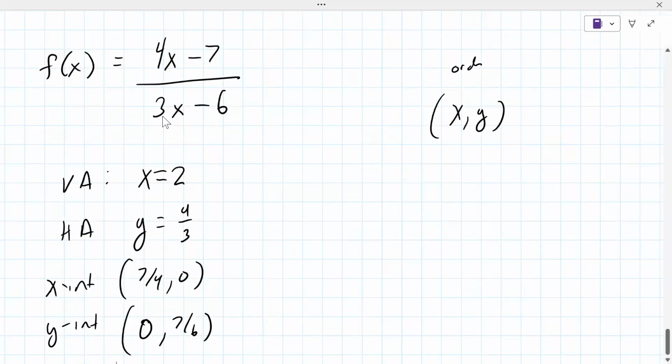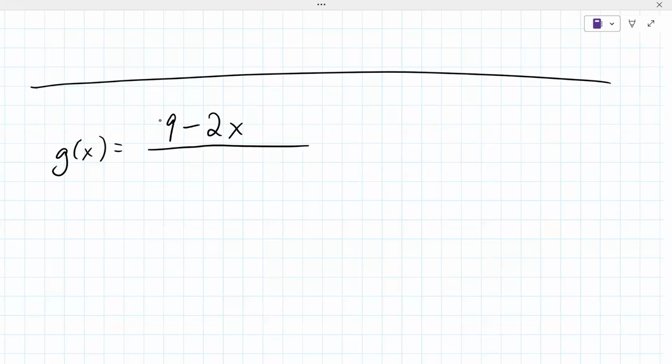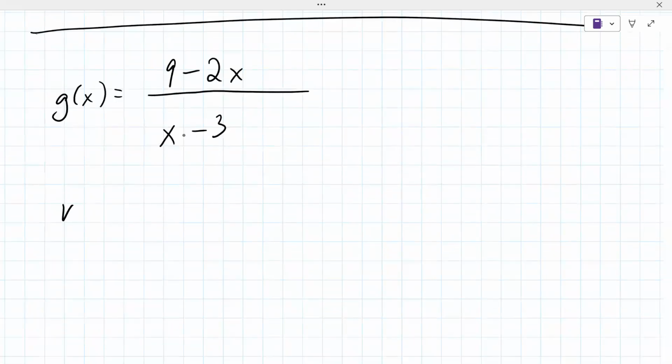All right, let's have you try another one here. You let me know when you've had enough of this. I'll make this one a little bit different. Probably one more. Okay. So again, I would like the vertical asymptote, the horizontal asymptote, the x-intercept, and the y-intercept.